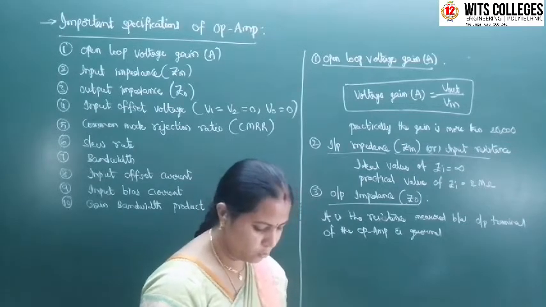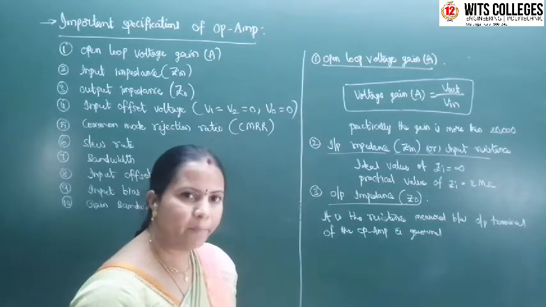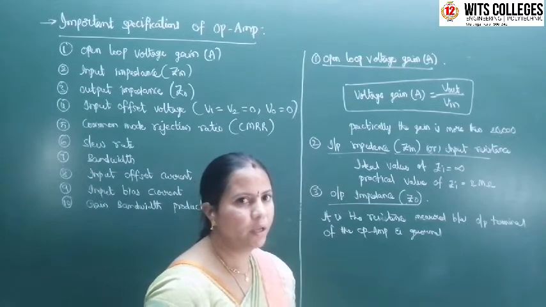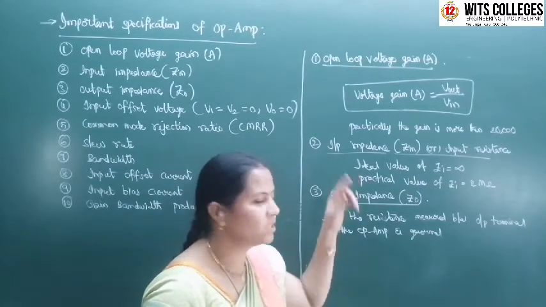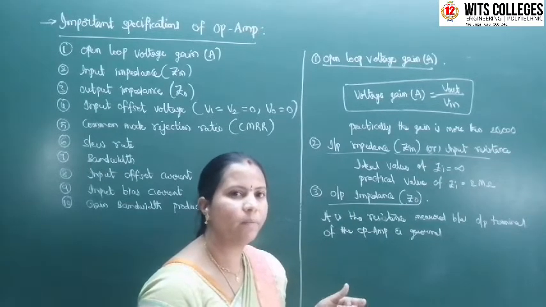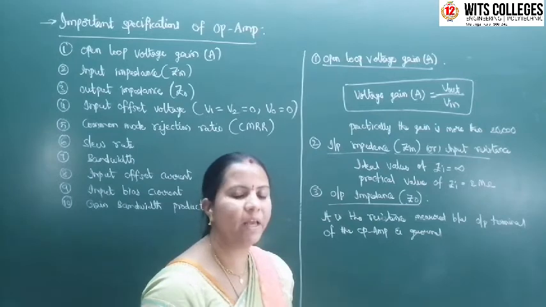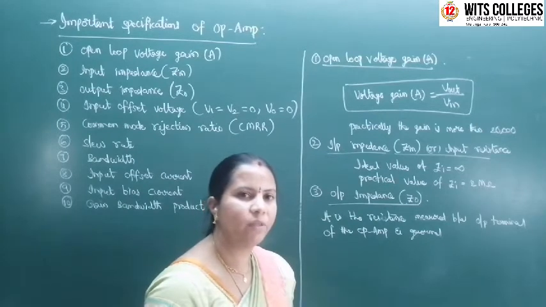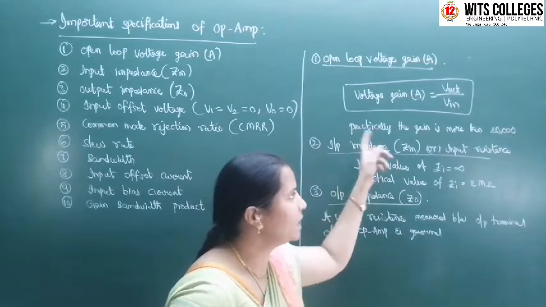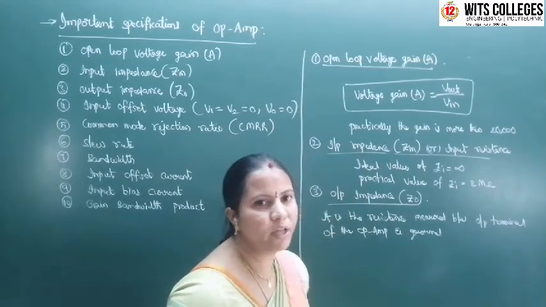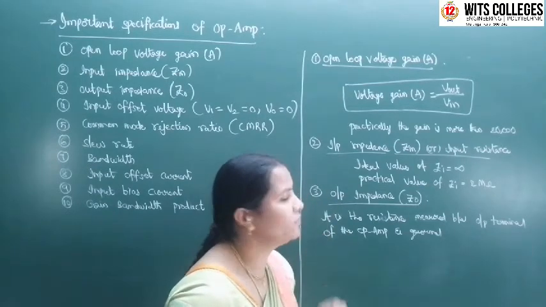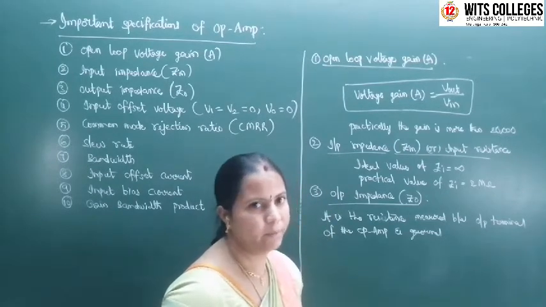So, for an ideal operational amplifier, the open loop voltage gain is infinity. Practically, the gain is more than 20,000. So this is how we define the open loop voltage gain.